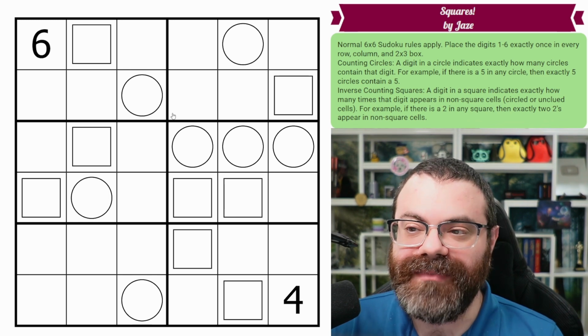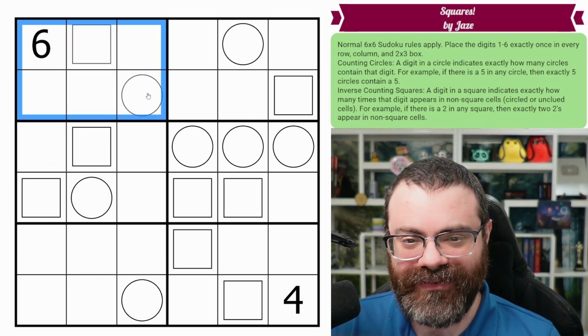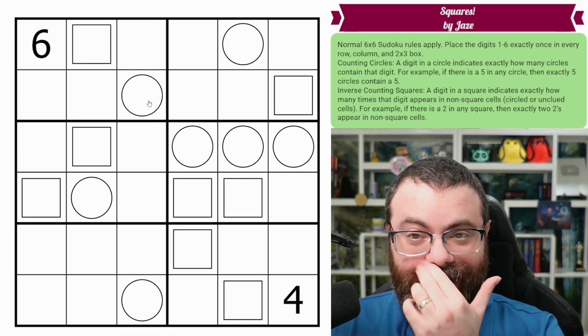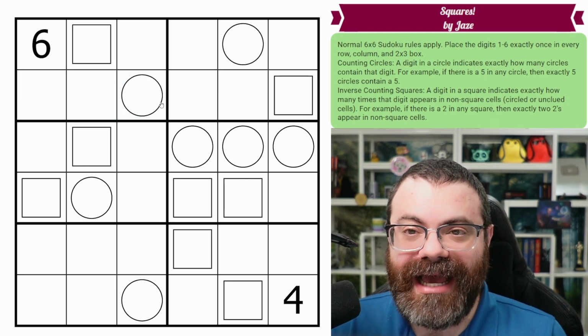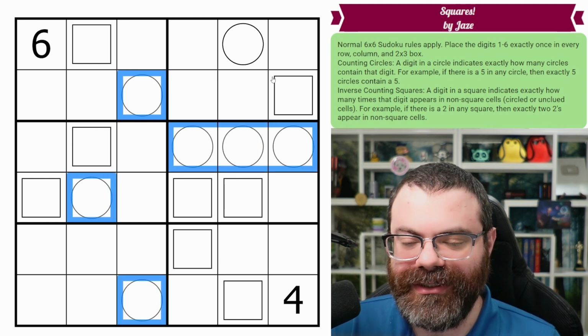Well, we have normal 6x6 Sudoku rules, so in every row, every column, and every 2x3 box, we are placing the digits 1 to 6 exactly once each. We also have counting circles in the grid. Those are these circles here.